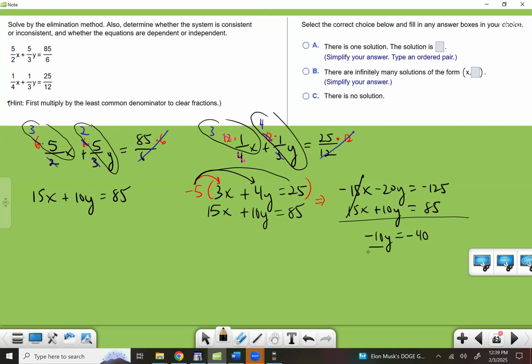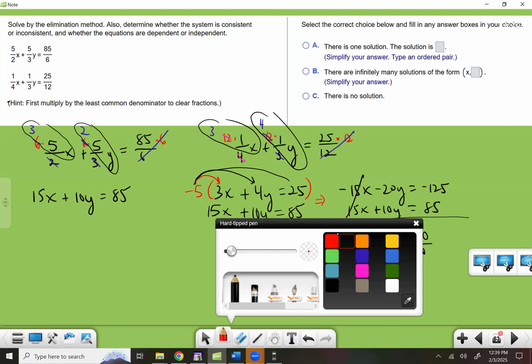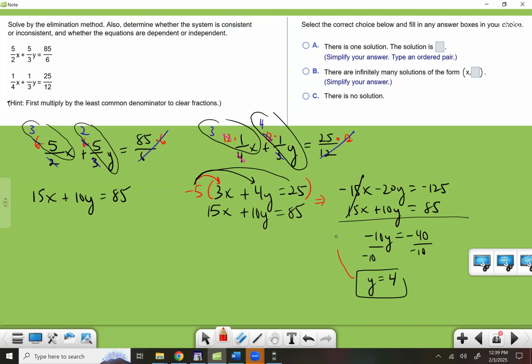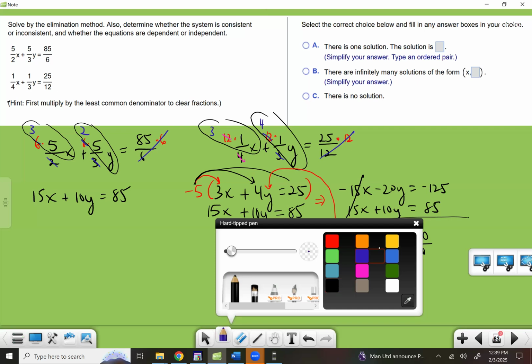This is working out nicely because 10 divides into 40 perfectly. So a negative divided by a negative is going to make this a +4. Now you can take that 4 and substitute it in anywhere you like along the way. I'm going to choose to substitute it in right here, because that equation seems the easiest to me out of all of the equations we have on the screen.